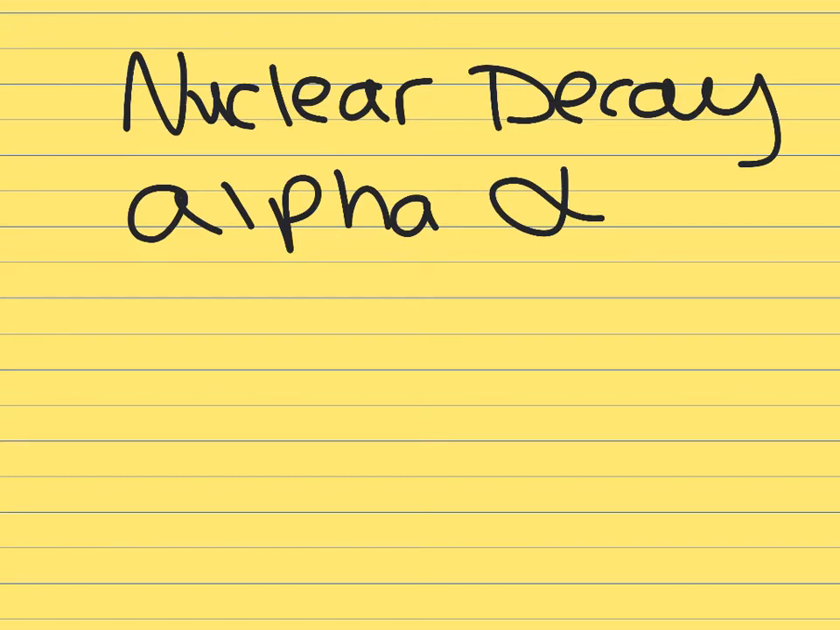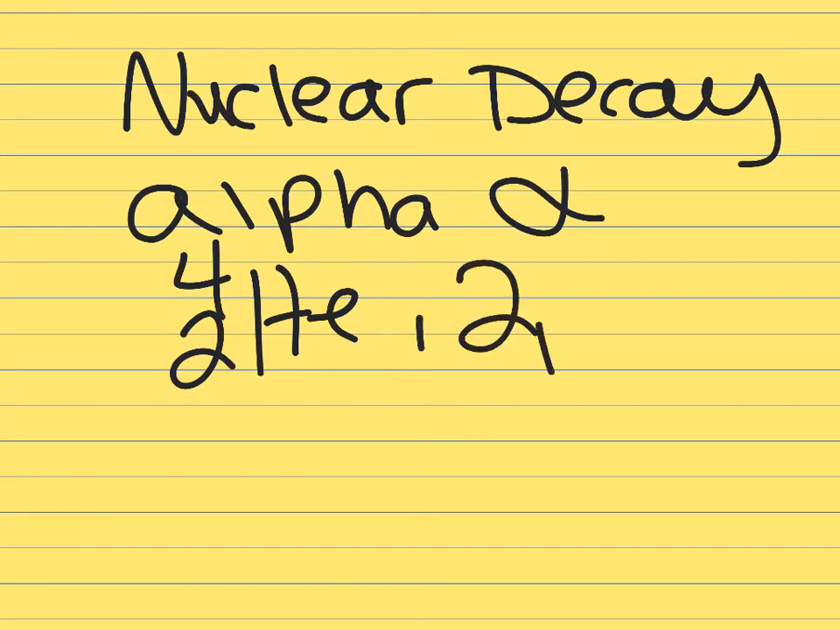Okay, alpha decay is the release from a nucleus of a helium nucleus. So what we mean by that is it is 2 protons and 2 neutrons, which would be the same as a nucleus of helium. Not a helium atom, so it doesn't have the electrons and everything. It's just the nucleus of a helium particle.